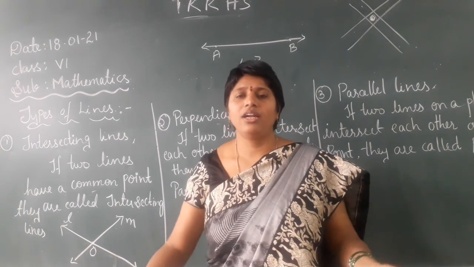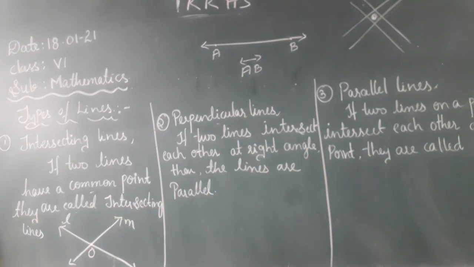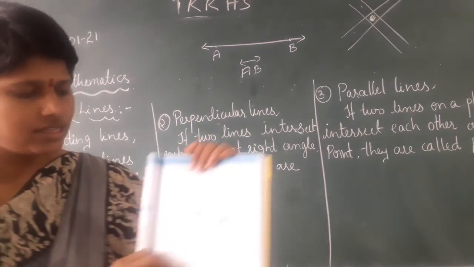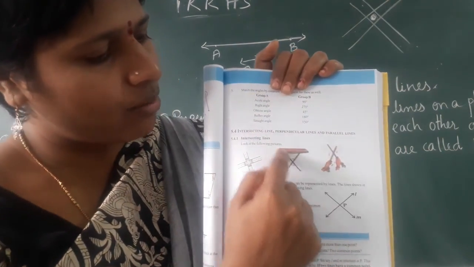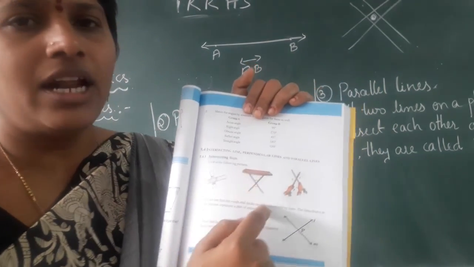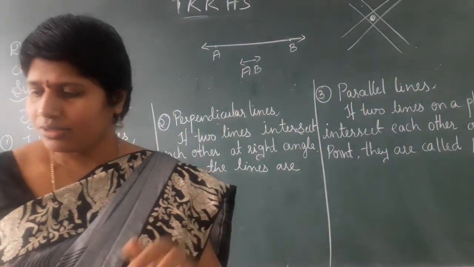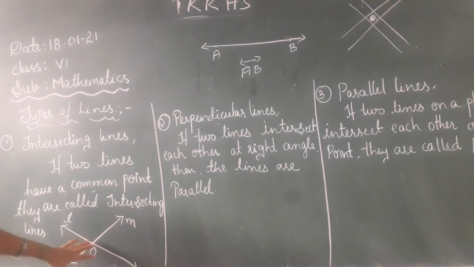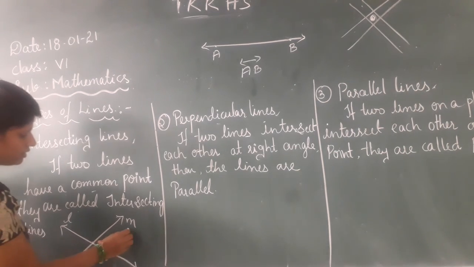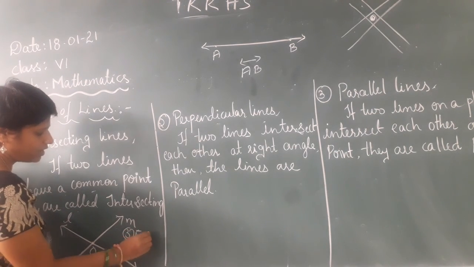If you take a dinner set, we arrange the things on the dinner table, right? So this is your table. Even in this table you can find intersecting lines, and many more you can find. So write down at least 3 examples for this.